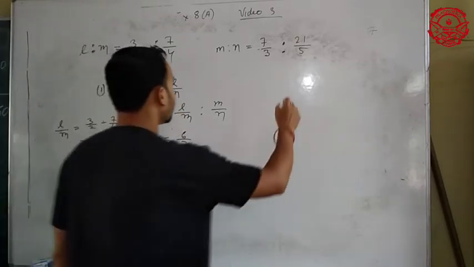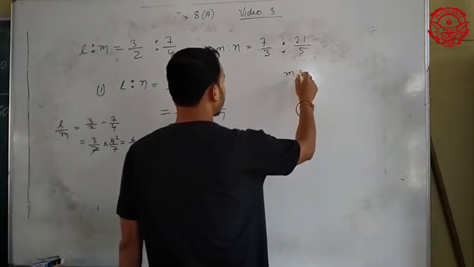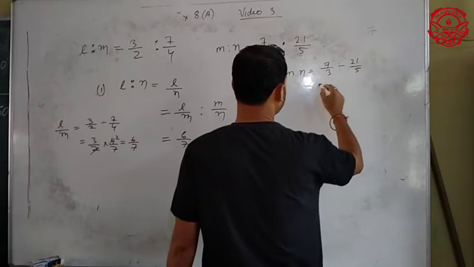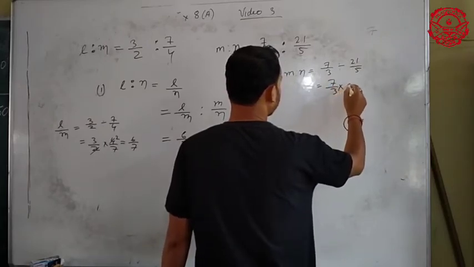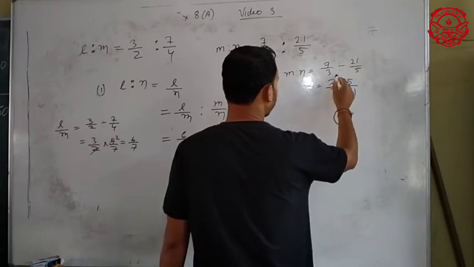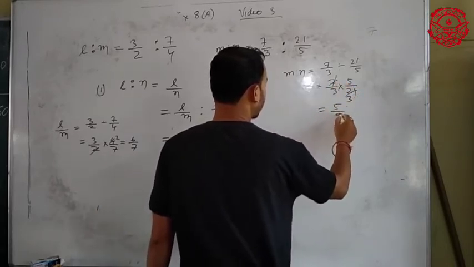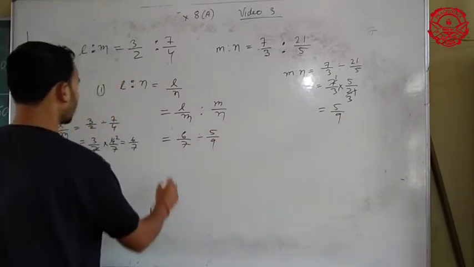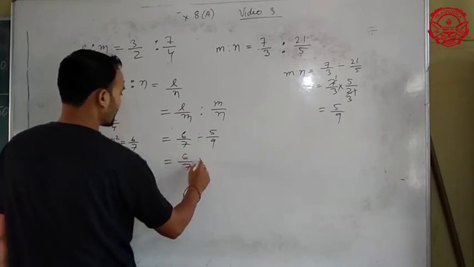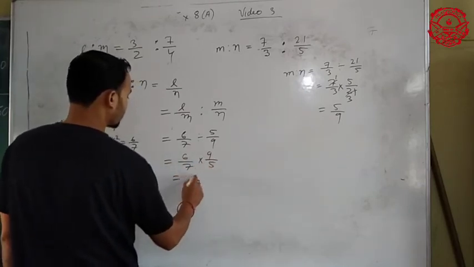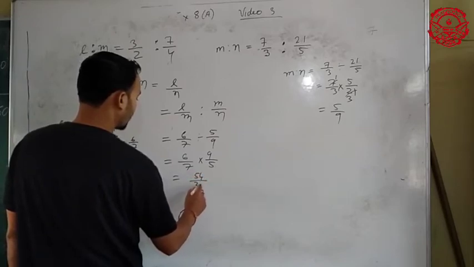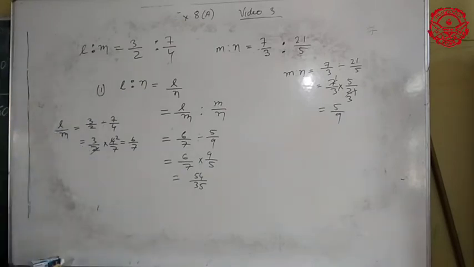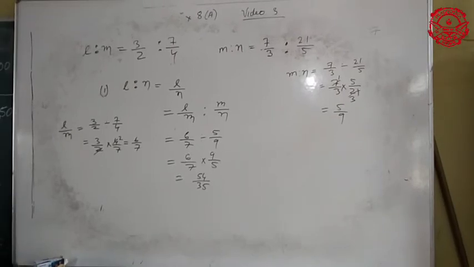Similarly, M by N is 7 by 3 divided by 21 by 5, which is 7 by 3 into 5 by 21, that will be 5 by 9. Now you can solve this: 6 by 7 into 9 by 5 is 54 by 35. This is the answer. Fine, I'll move on to the next question.